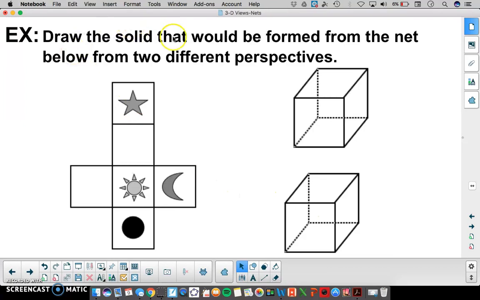Lastly, draw the solid that would be formed from the net below from two different perspectives. So this right here is the net drawing of this cube, and I want you to imagine folding it together and drawing it from two different perspectives. So perhaps the sun is on top. Then maybe the sun is on the left face. So maybe drawing that from those two perspectives. We'll talk about all of these examples in class.